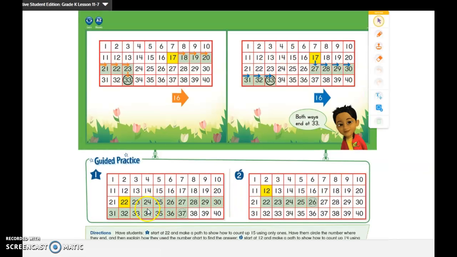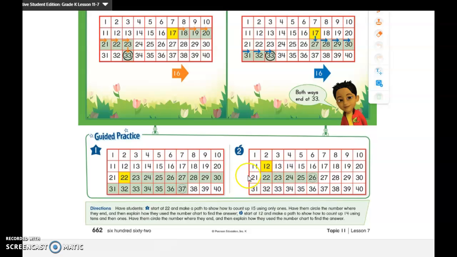Okay, so these are done for you. Okay, so they are looking at this one. I'm going to just explain what they did here. So they started at 22 and they counted up 15. And they did it by ones. See, they went 1, 2, 3, 4, 5, 6, 7, 8, 9, 10, 11, 12, 13, 14, 15. And they got to 37. 37 is 15 more than 22.